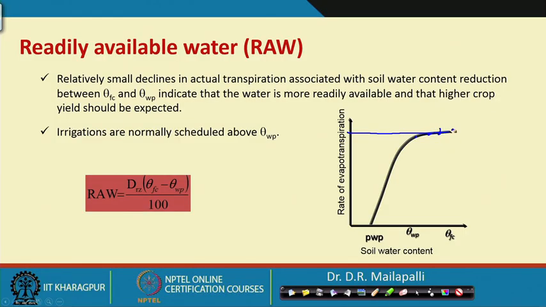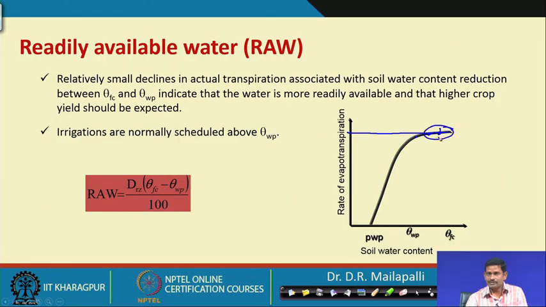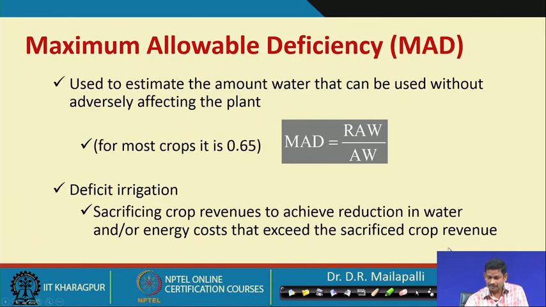So, this is the condition, the moisture content up to which the yield reduction is negligible, and it is called the readily available water. Generally the readily available water is estimated with the root zone depth, and theta f c, the soil moisture at field capacity, minus the soil moisture at wilting point, divided by 100. Okay. So, the next concept is called the maximum allowable deficiency.